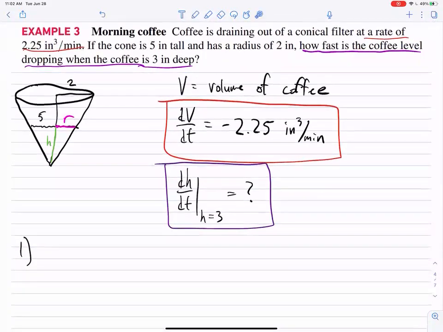So what is the relationship between these variables? Well, you need to know the volume of a cone. The volume is equal to pi r squared h, times 1/3. This is the volume of a cylinder, but then it's actually just 1/3 of it. So it's pi over 3 r squared h.